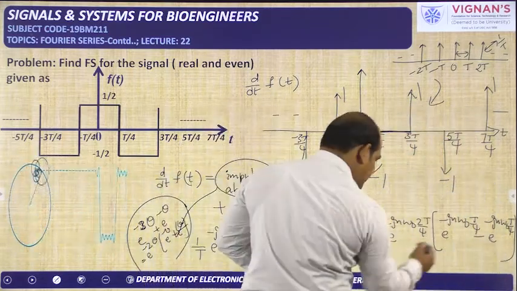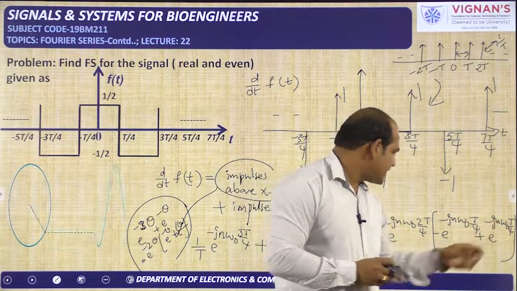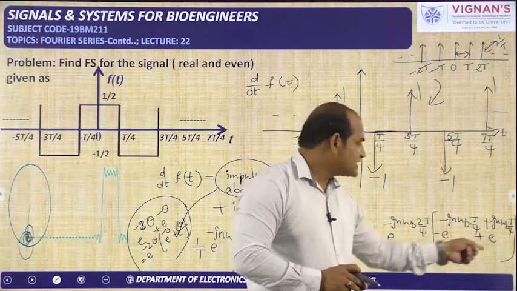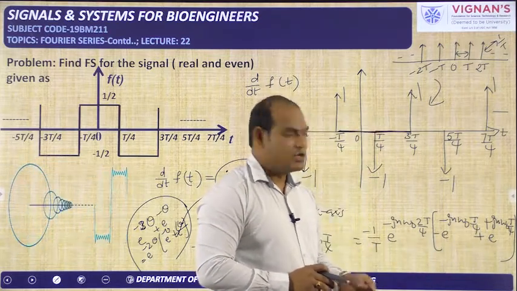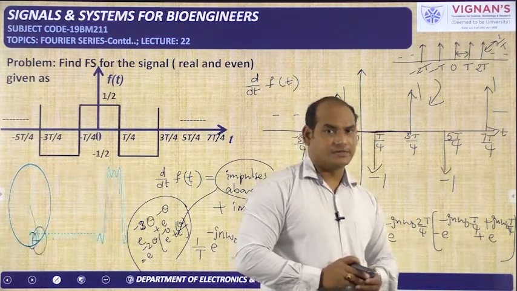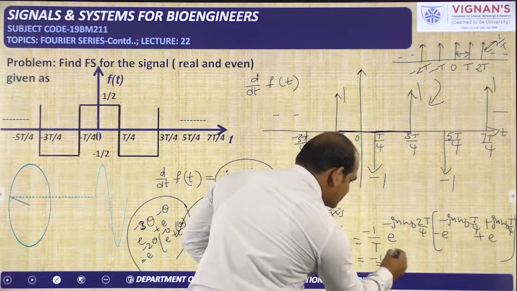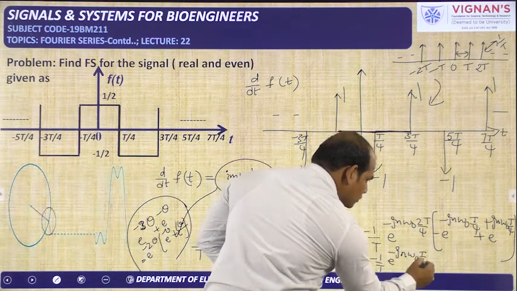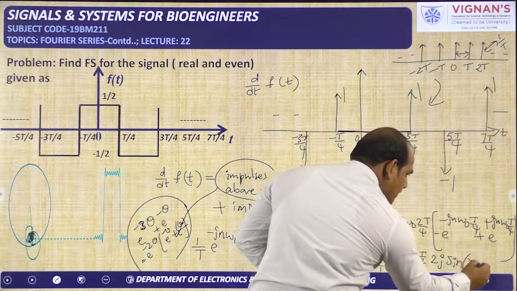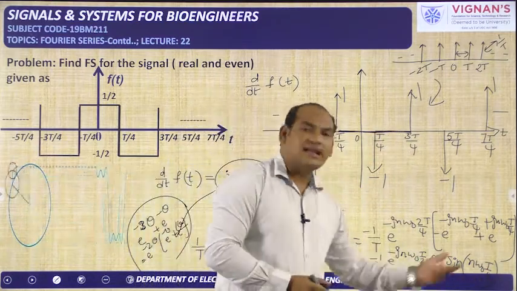Now if you take minus common, here minus will come, and here plus will come. Now it is in the form of e power j theta minus e power minus j theta, so this entire thing we can write in terms of sin theta. E power j theta minus e power minus j theta can be written as 2j sin theta. So it is equal to minus 1 by T e power minus j n omega naught T by 2 into 2j sin theta. Theta means n omega naught into T by 4. So this is the answer.